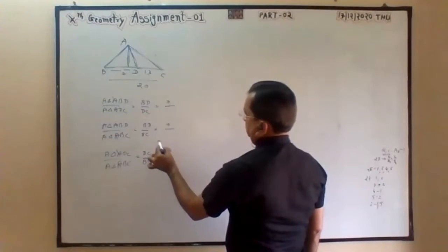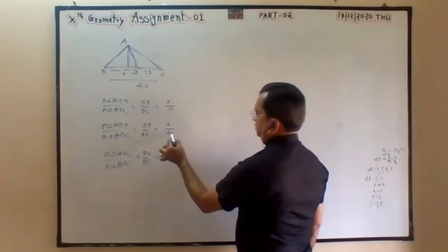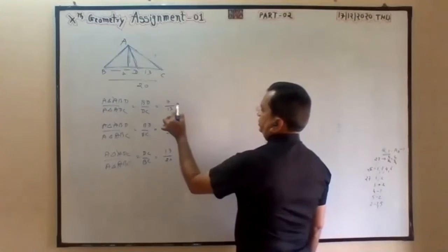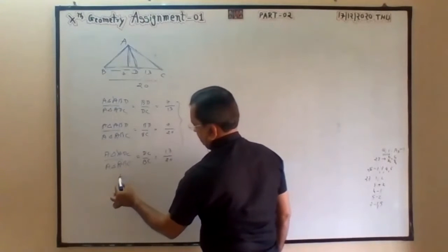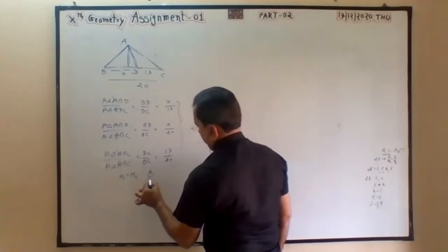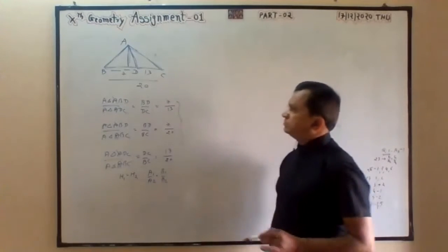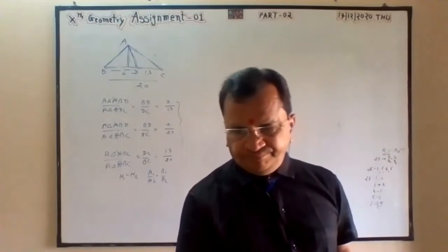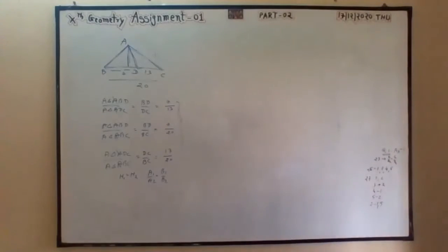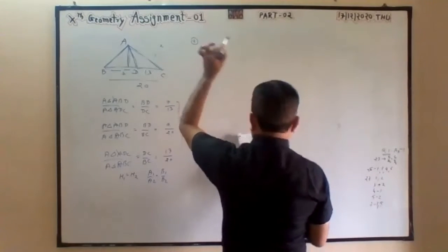DC is 13. BC is 20. Reason: common. Height 1 is equal to height 2. Therefore, A1 by A2 is equal to B1 by B2. This is the second one. Now the fourth one.